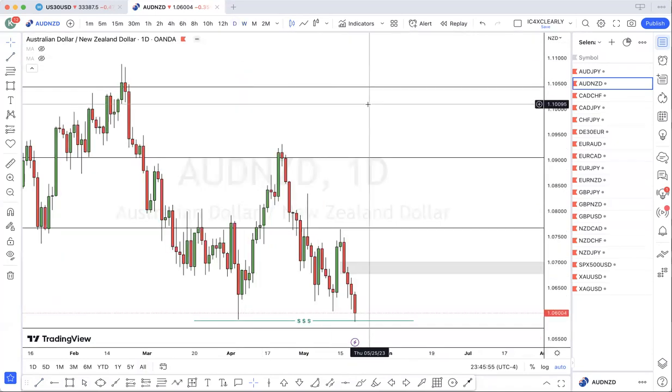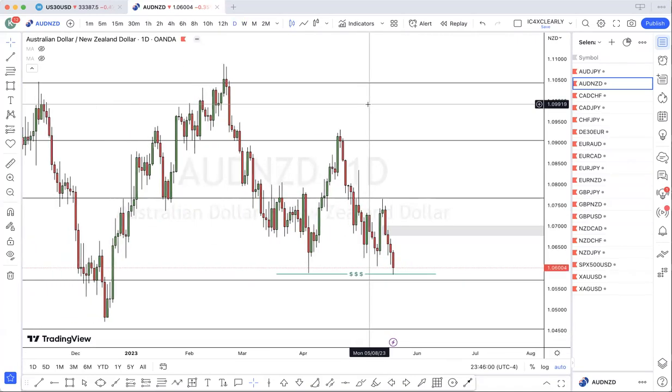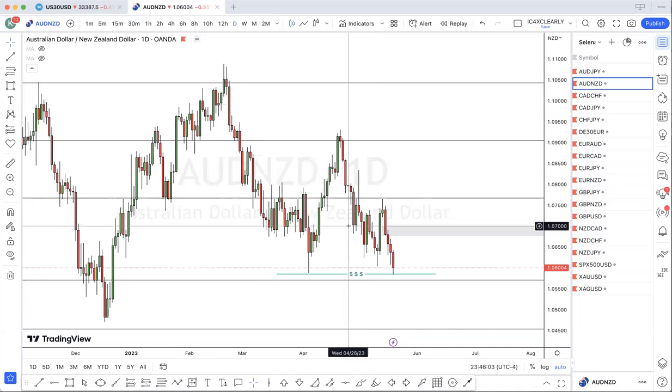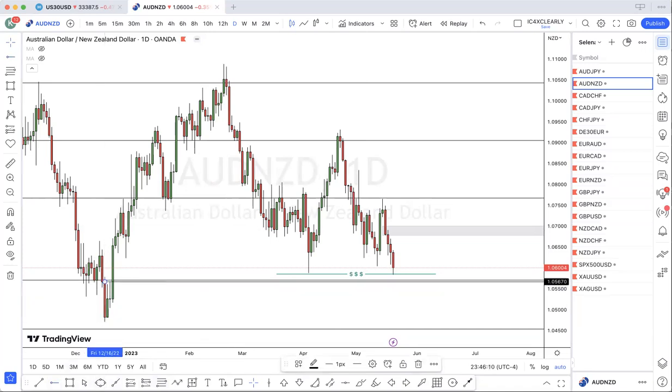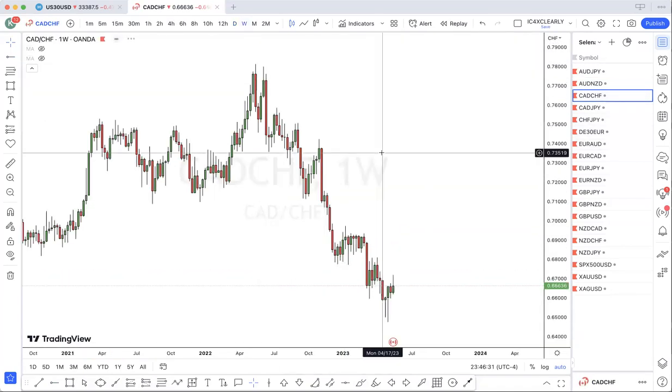Let's go to the daily. That's not giving much. I will say that on the daily, there is still imbalance here. So price may come grab this liquidity into this imbalance and then start buying back up. That's AUDNZD.